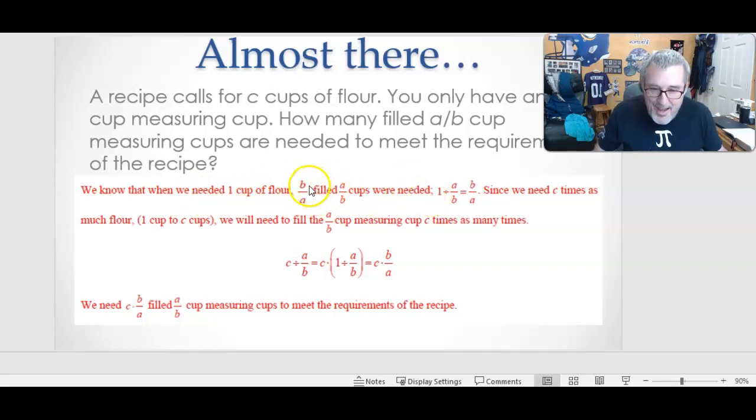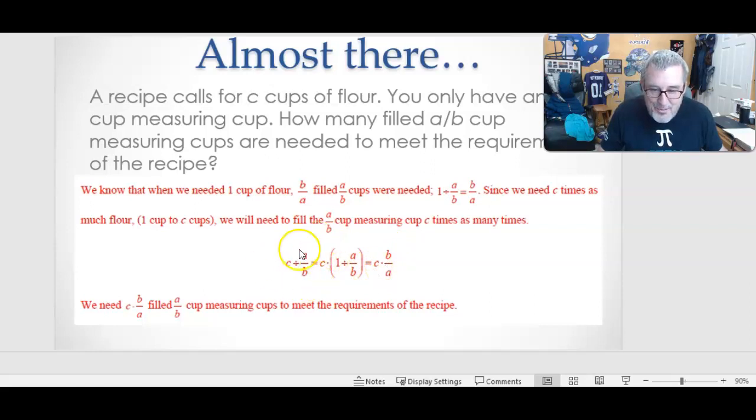So, how did we get that? In my last video, we started with just 1 over B. 1 over B, B times makes 1. So A over B, B over A times makes 1. And so that was the first thing. But then we didn't need 1 cup of flour, we needed C cups of flour. And so we have to multiply by a factor of C. And so C times B over A.